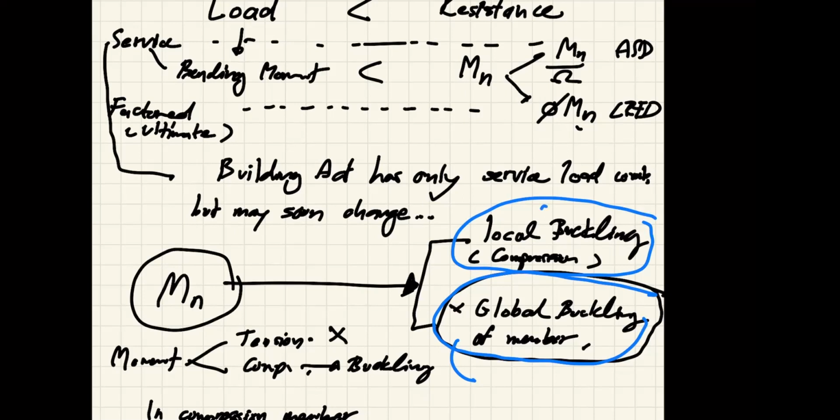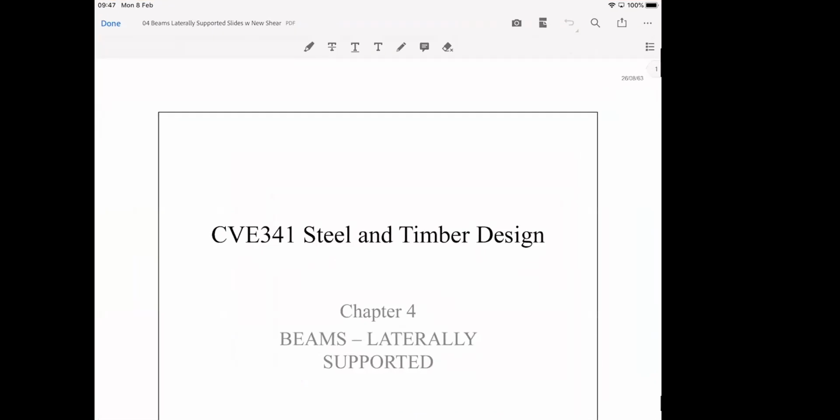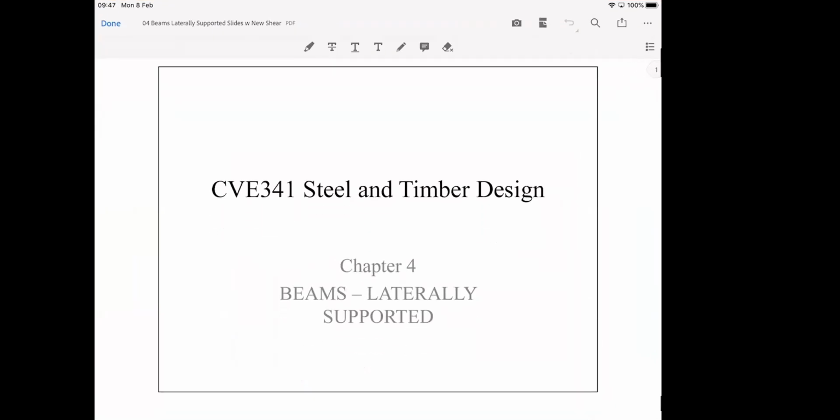For local buckling, we'll come back to this later, and keep in mind that this buckling is also different from buckling in a compression member because the stress is different, okay? So let's start our lecture today. It's beam. Now we will start by considering the beam that is laterally supported.